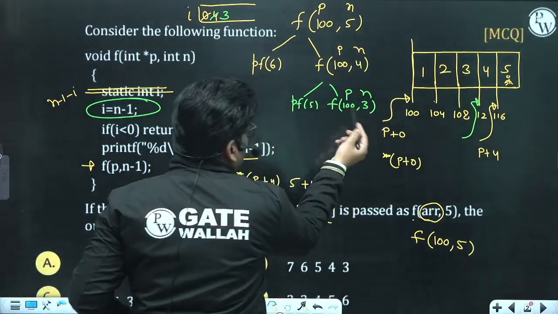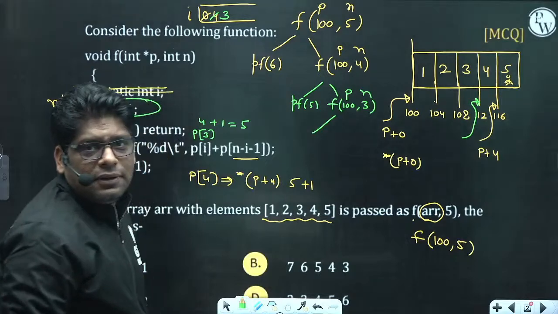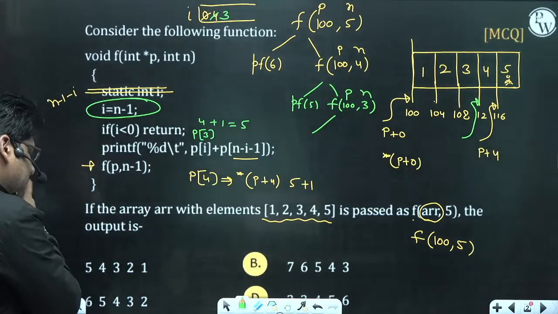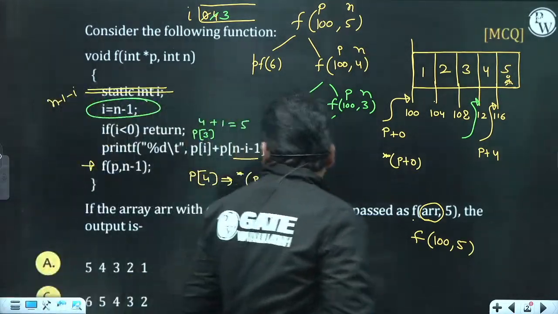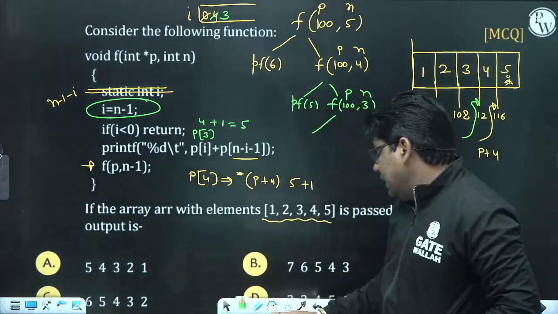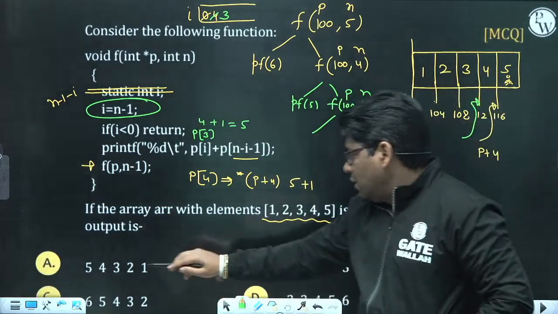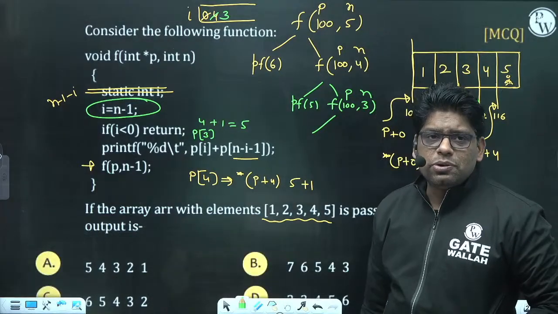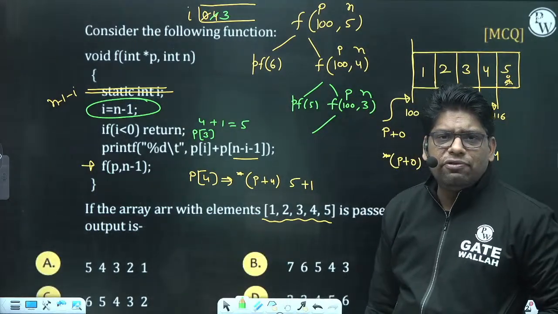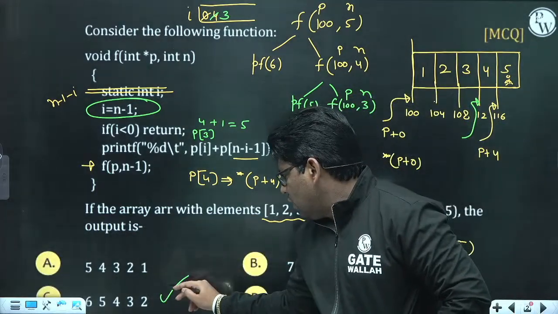Again, for this call, what will happen? Tell me what will happen. I hope we got the answer. Even in the exam, just look at the options also. We need not solve this further. We got the answer as option C.